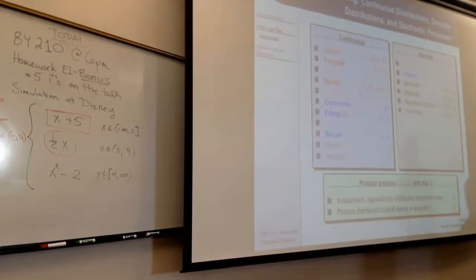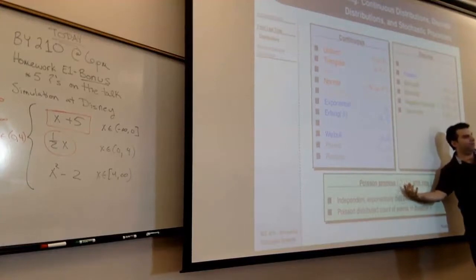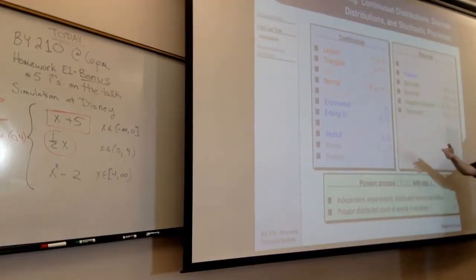Question? So you would say that a Poisson process is n Poisson distributions? Yeah, you could. Well, a Poisson process is an uncountably infinite number of Poisson random variables.